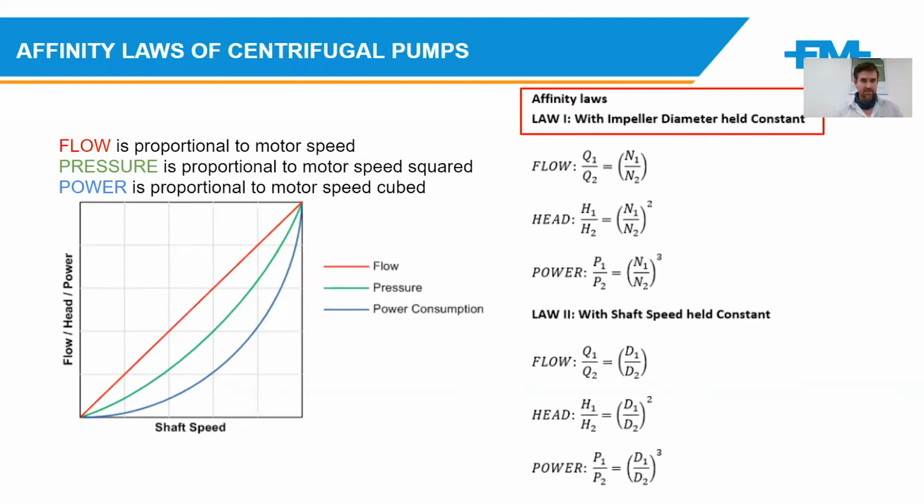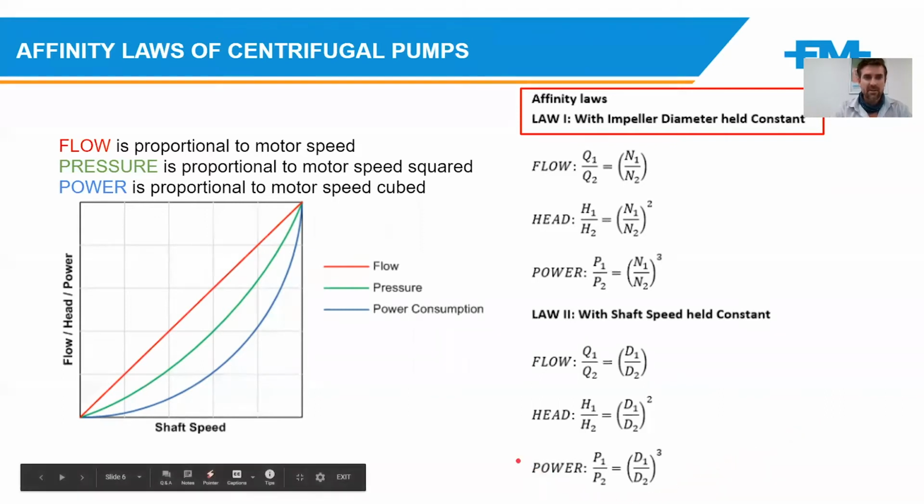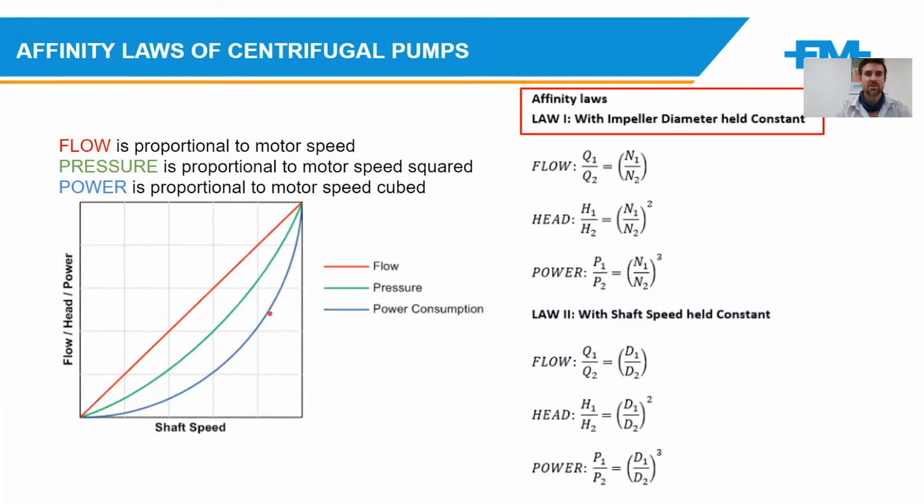So you'll notice that your flow is proportional to your speed, your pressure is proportional to the square of the speed, and your power to the cube of the speed. So this means a very small reduction in speed can result in quite a large energy saving component.